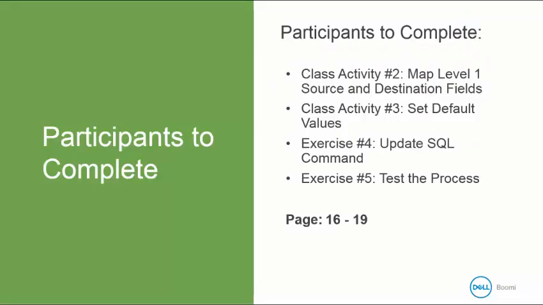Now it's your turn to do class activity number 2 to map the level 1 source and destination fields, class activity number 3 to set the default values, exercise number 4 to update the SQL command, and exercise number 5 to test the process. When we return, we're going to be taking a look at EDI identifier instances.